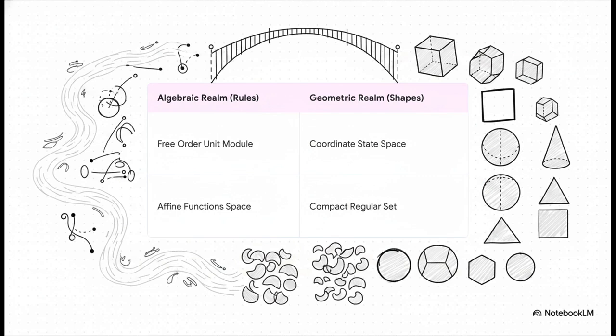Streckelage proved that the free order unit module corresponds exactly to the coordinate state space. And that space of continuous partially affine functions, it maps absolutely perfectly onto a compact, regular partially convex set. It is a pure mirror image bridging two incredibly complex realms. Every single complex algebraic rule has a perfectly matching complex physical shape.